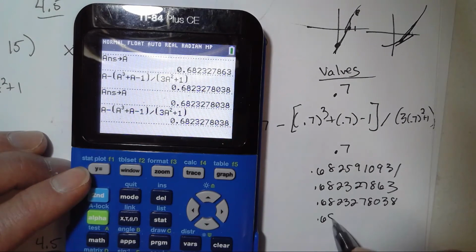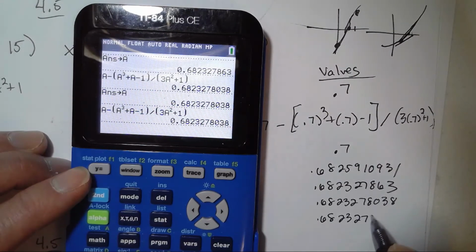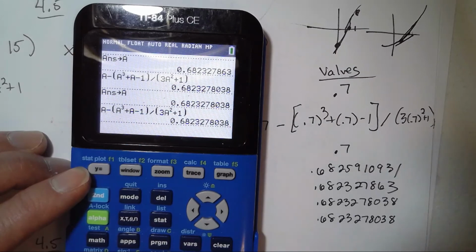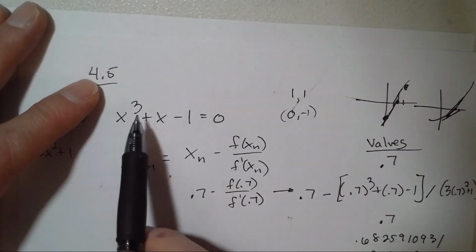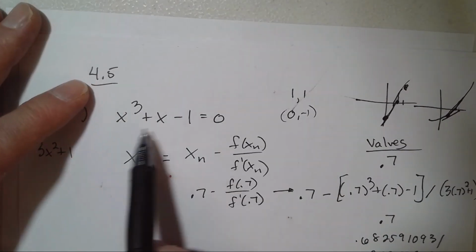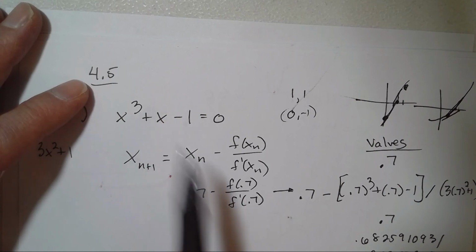Now I know the problem said to go out to, I think, 6 decimal places. We just went out to 1, 2, 3, 4, 5, 6, 7, 8, 10 maybe. And we got the same number twice in a row. So this is the answer to the equation right here. That's where this, if it was y equals that, crosses the x-axis.